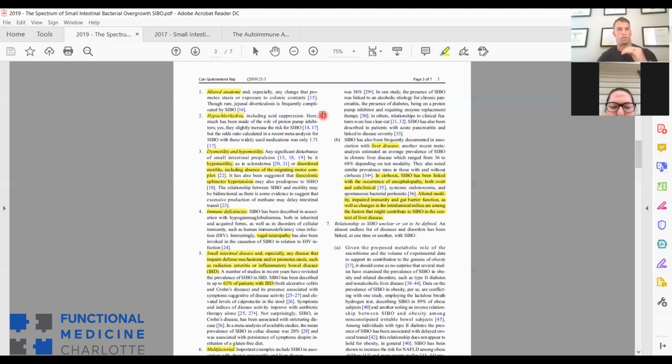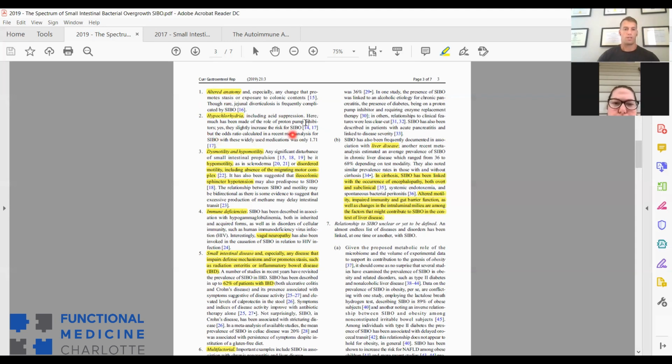So move the food through that you've eaten, but then also keep microbes in the colon down in the colon. If you lose that peristaltic wave, those microbes could enter backwards through the ileocecal valve that separates the small intestine from the large intestine and enter the small intestine and start fermenting your substrate.